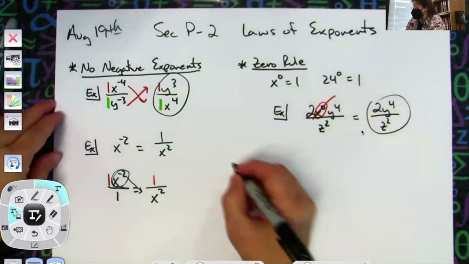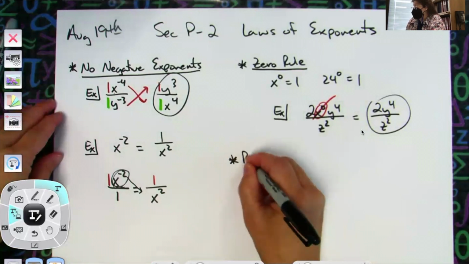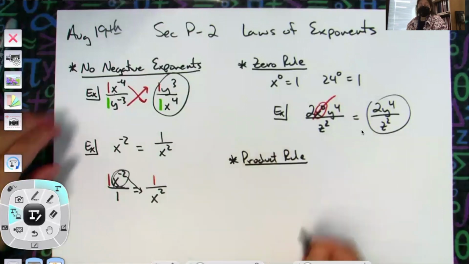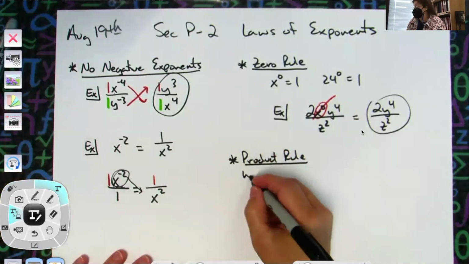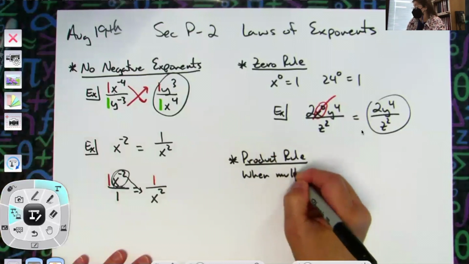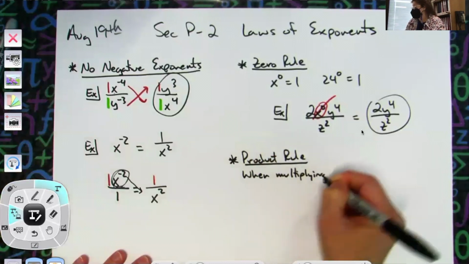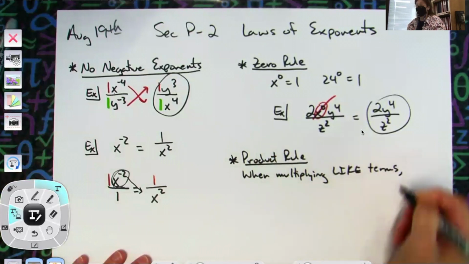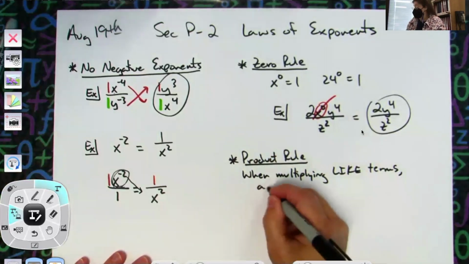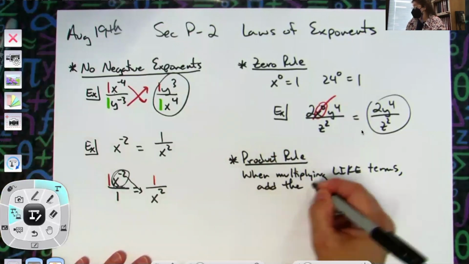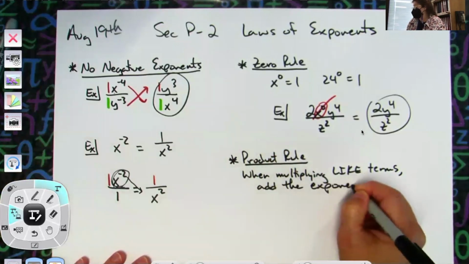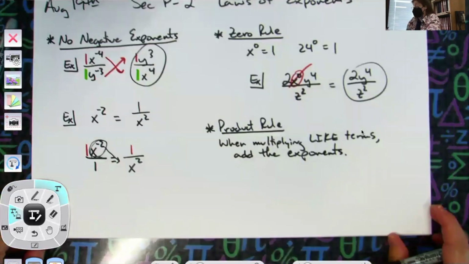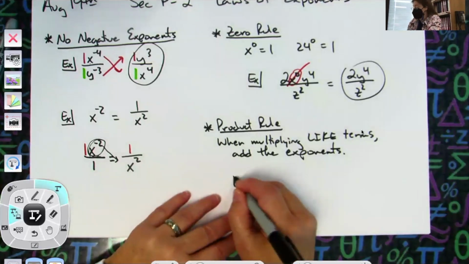All right, another rule called the product rule. This one is when multiplying like bases. What do we do to the exponents? Anybody remember? Add them. When multiplying like bases, add the exponents. Okay, so it's a pretty straightforward one. We'll do just one little example because I think this one's kind of easy.